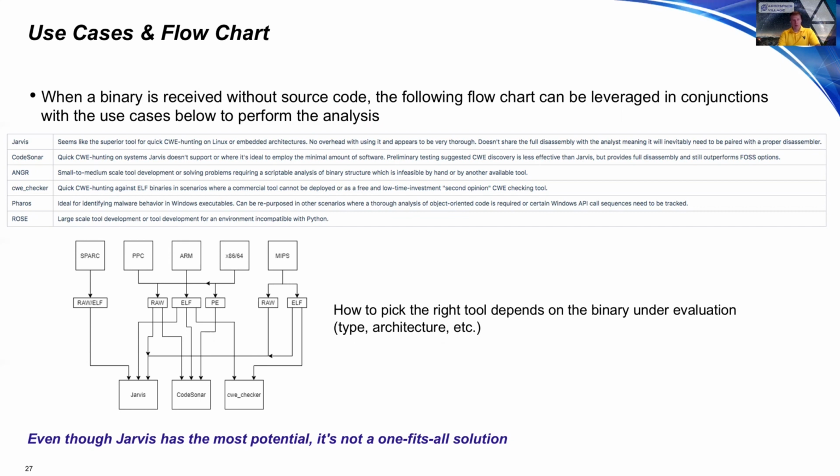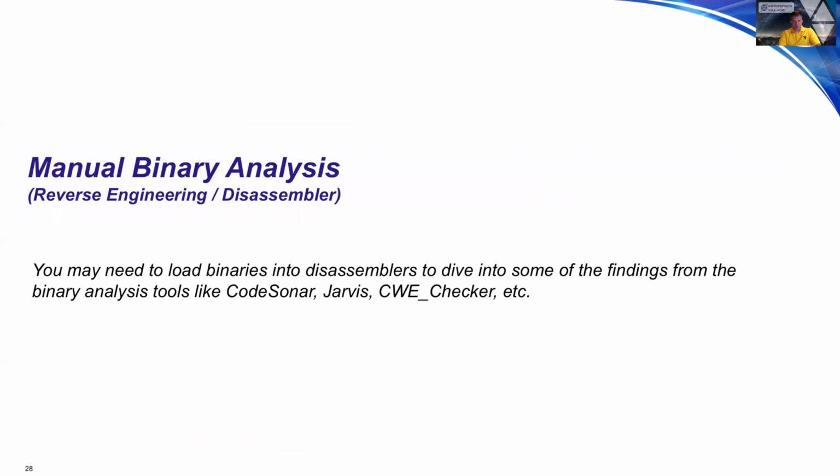So that's kind of how it's going to have to be. It's going to be a case by case basis, and you're going to have to make that decision based on your use case. So what about once you have these results from a tool like CodeSonar or Jarvis or whatever tool you're using, how do you get from point A to point B?